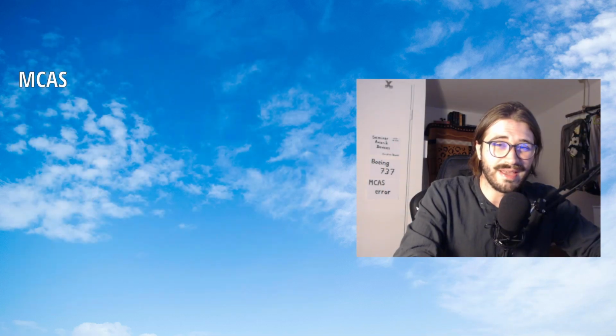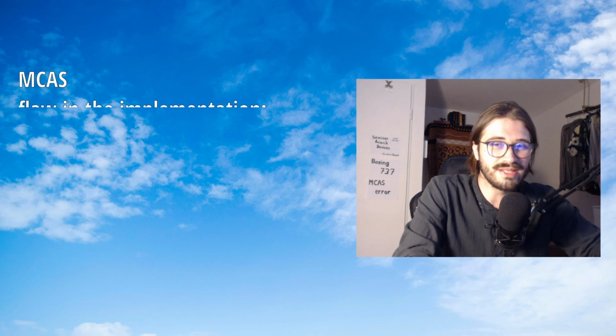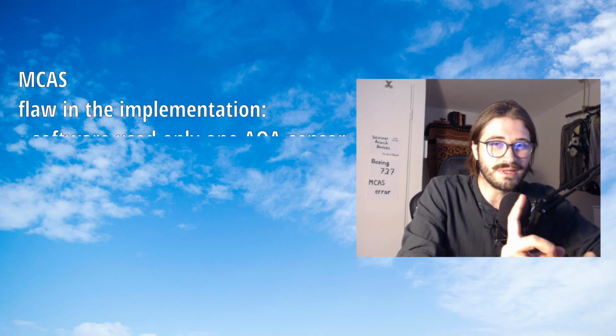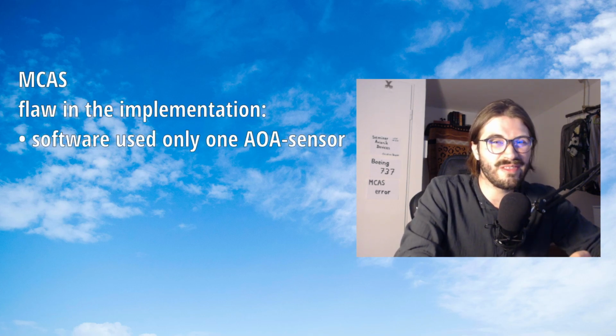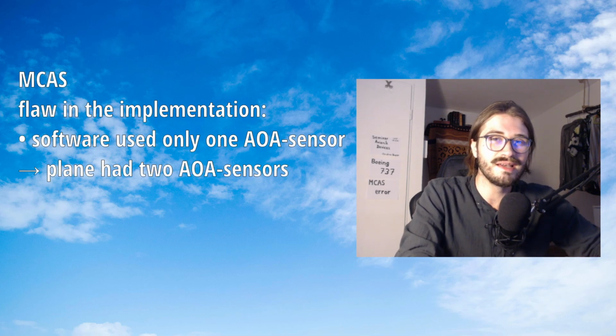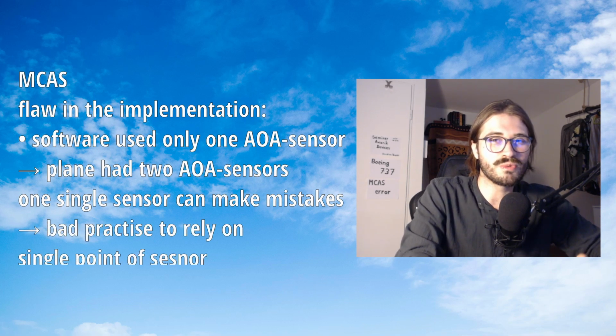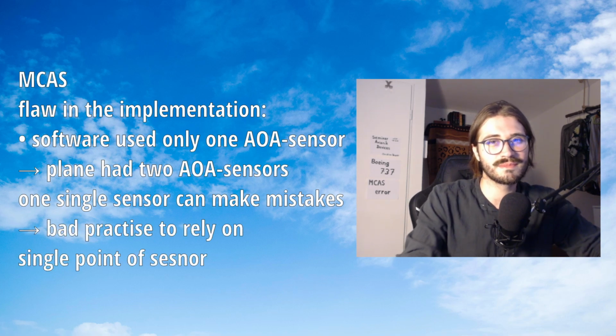In theory, the MCAS is very important, but in the implementation it had a quite huge flaw. It only used one single AOA sensor, even though the plane had two of them. Now the problem with using only one is that it can malfunction and measure wrong values. That's why it's bad practice to use only a single point of sensors. Now, one big problem is that the MCAS systems of the planes tended to be erroneous or malfunctional.